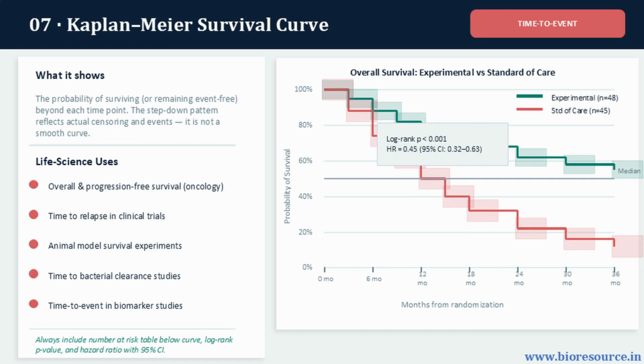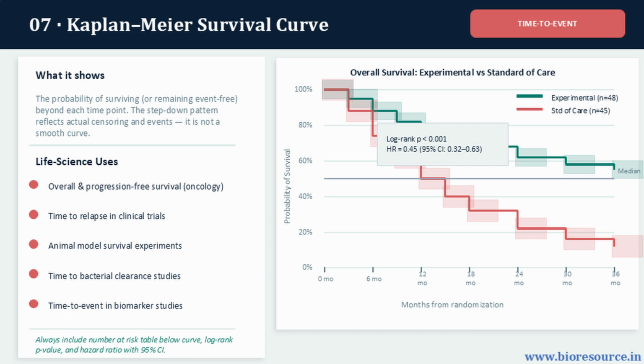Kaplan-Meier curves are used for time to event data. That could mean overall survival, progression-free survival, relapse, bacterial clearance, or time to a defined clinical endpoint. The step-like shape is important. It reflects actual events and censoring, not a smooth mathematical trend.